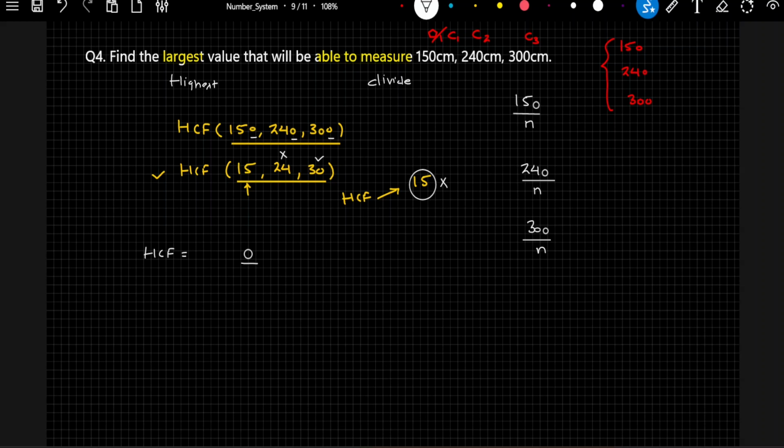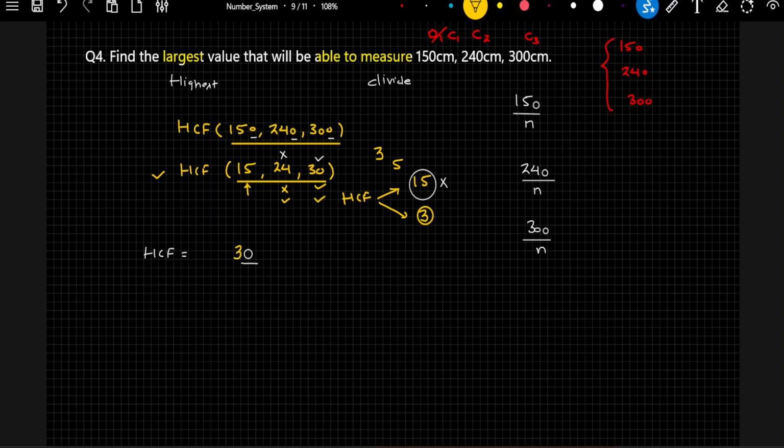If 15 is not the answer, then I look for a factor of 15, which is obviously going to be less than 15. Going in descending order, the first number you'll find is 5. Now 5 can divide 30, but it cannot divide 24, so 5 also cannot be the answer. Then I'll go to the next immediate factor, which is 3. Now 3 can divide 24 as well as 30, and therefore the highest common factor for this set is going to be 3. And you'll just write 3 here.